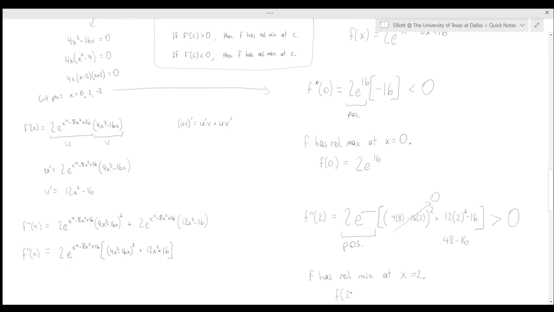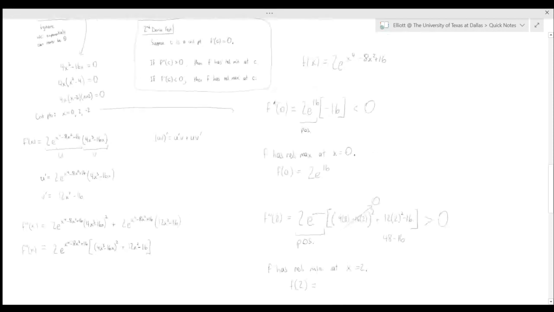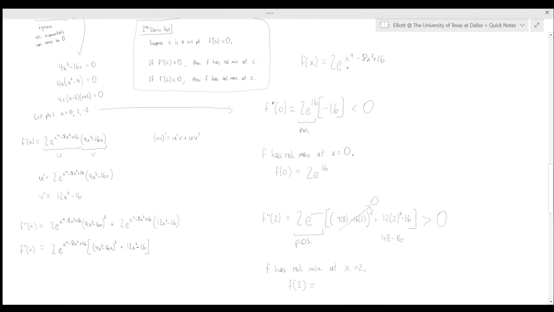And if you want, you can plug 2 into the original function to get the value of the relative minimum. So if you plug in 2 for x into the original function, you'll get 2e to the 16 minus 32, 16. Oh, you'll get 2e to the 0, which will just be 2 times 1, so it'll just be equal to 2. Okay, so that's pretty simple. And then finally, we have to plug in the last critical point, x equals negative 2.